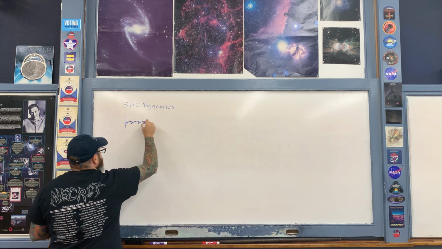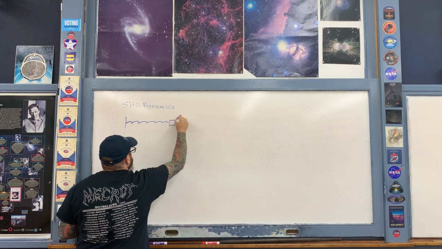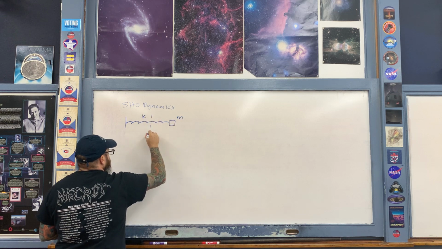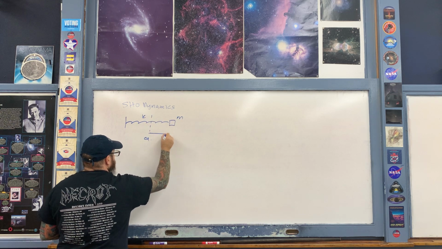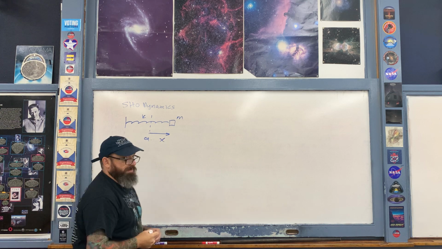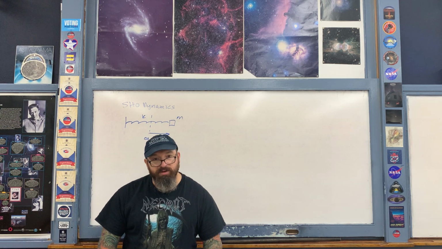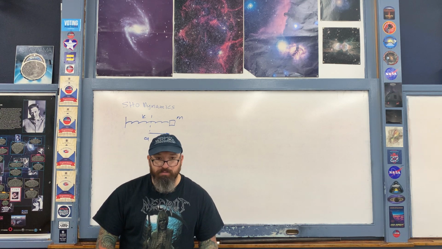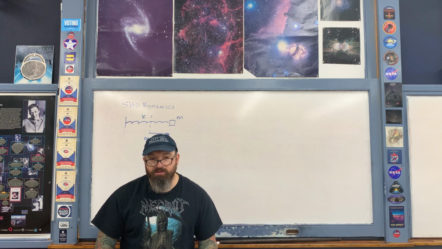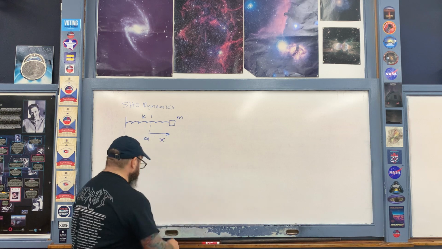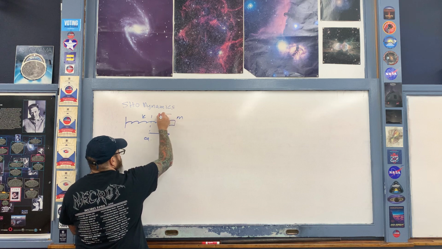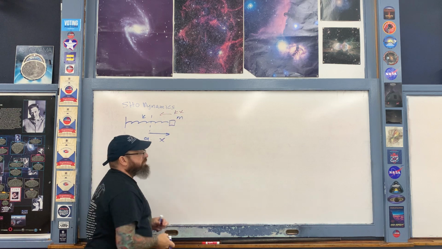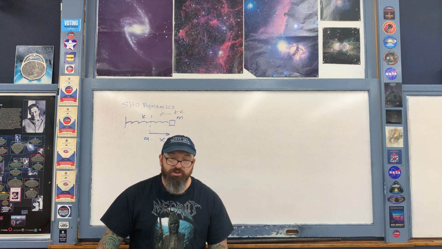Here's a mass attached to a spring, mass M, spring constant k. Let's say that right here is the equilibrium position, and right here is the displacement x from equilibrium. Recall that the spring force acts back towards the equilibrium position, and its magnitude is described by Hooke's law, kx, where k is the spring constant, a measurement of the stiffness of the spring.